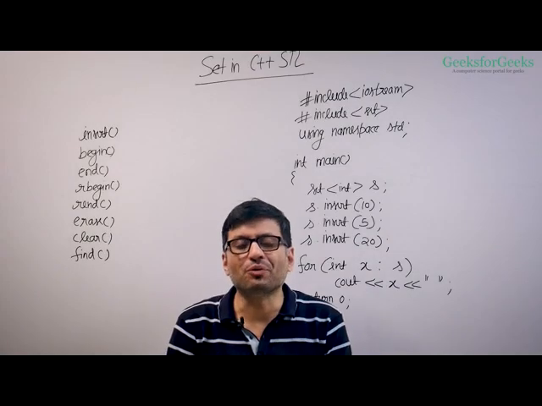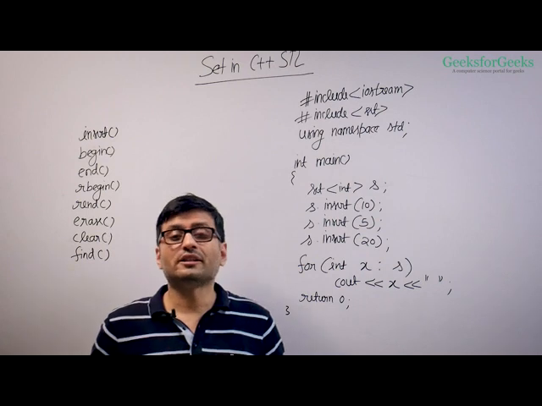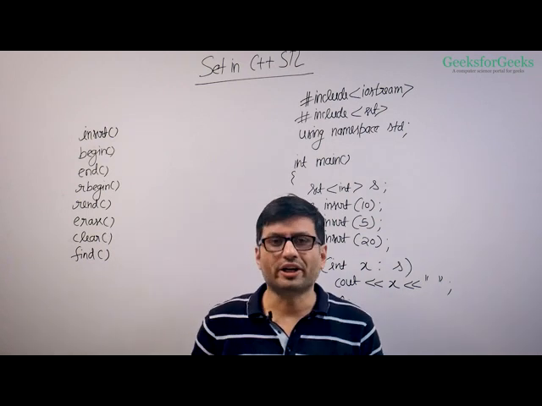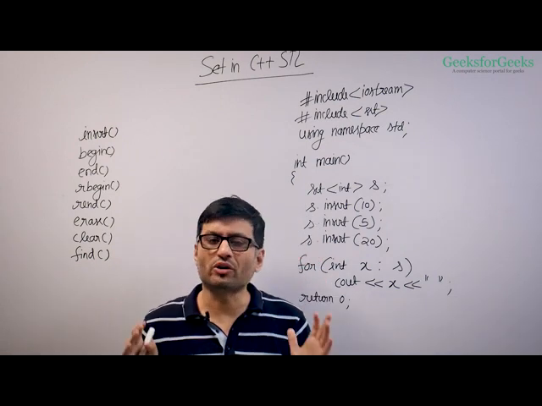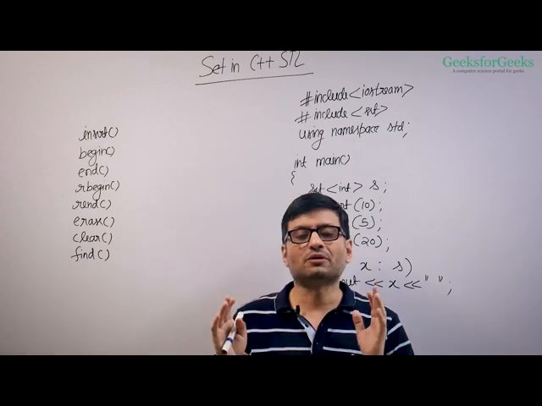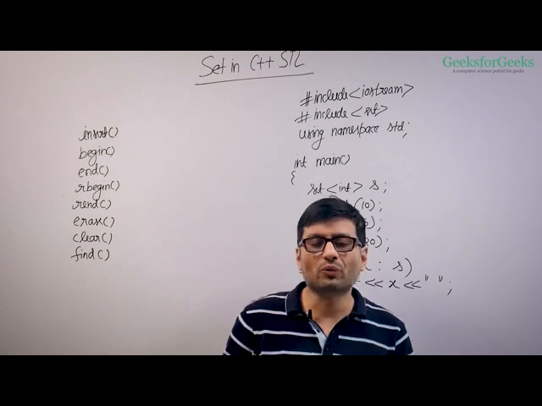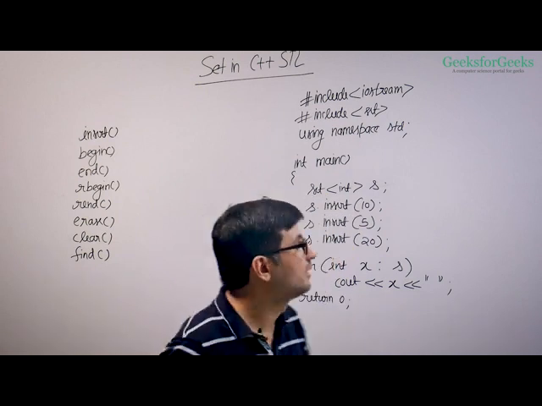Hi, in this video we are going to talk about set in C++ STL. Sets in C++ are used to store sorted data. Say you have some data coming and you want to store it in a sorted way. So what do you do? You put it in a set. Now after putting it into a set, whenever you traverse this data, you will always get this data in sorted way. Let's understand this with an example.